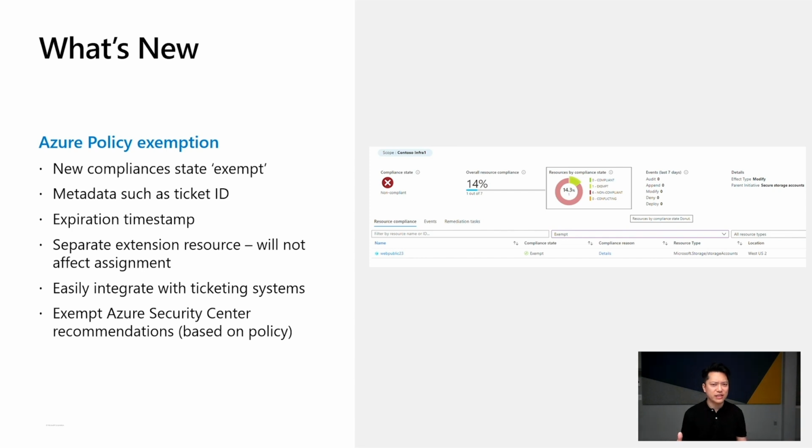Now, you may think, wait a second, we have had exclusion scope in policy assignment forever. Well, this is an enhancement on top of the existing exclusion scope. Let me explain what's new. When you exempt resources using policy exemption, they are stored as exempt compliance state within the compliance dashboard.